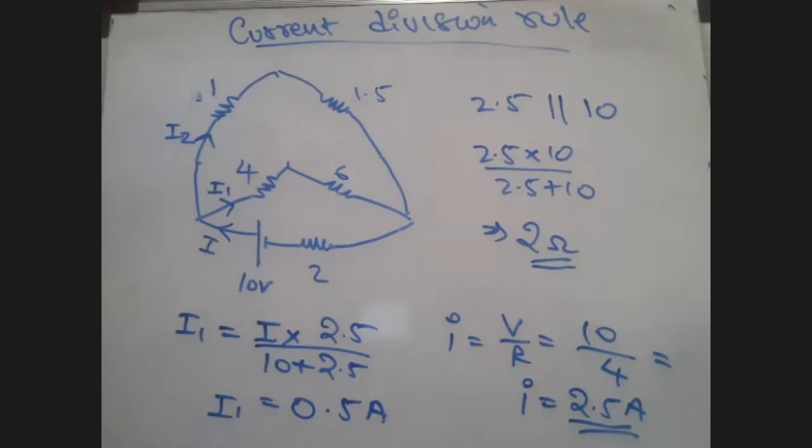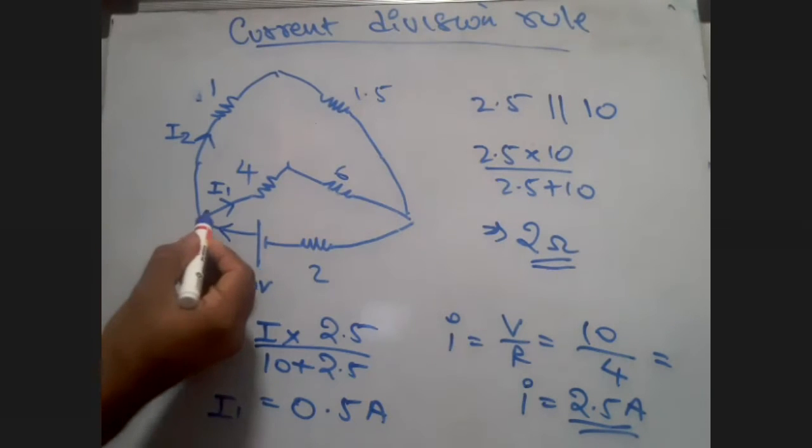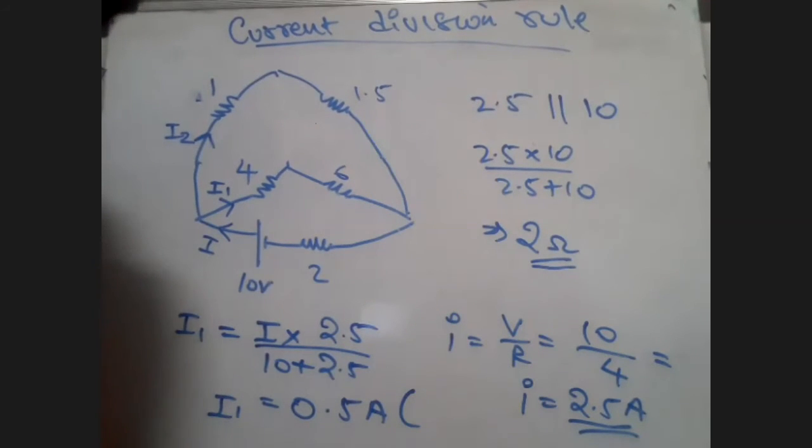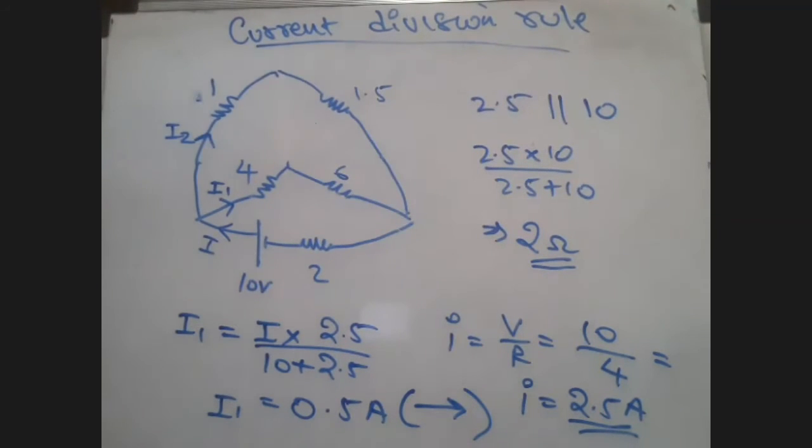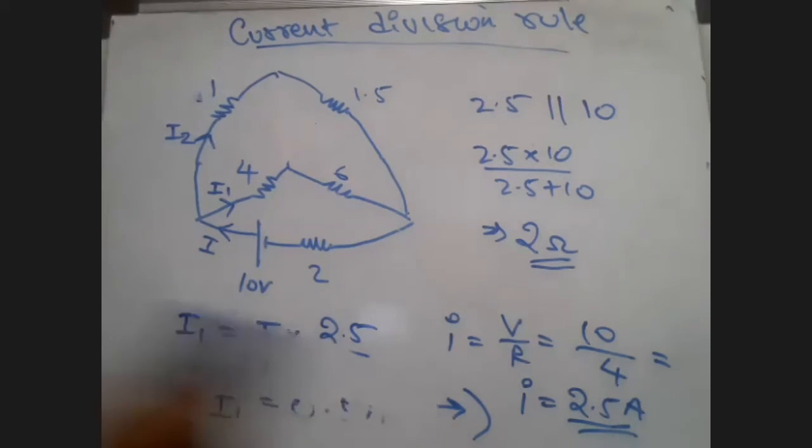0.5 ampere, but I told you direction. So direction is like this. So you will write in brackets here a direction sign. This will really help you. Okay, let's go to another question.